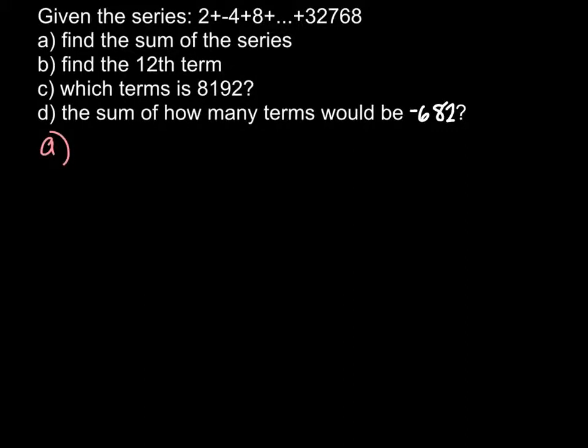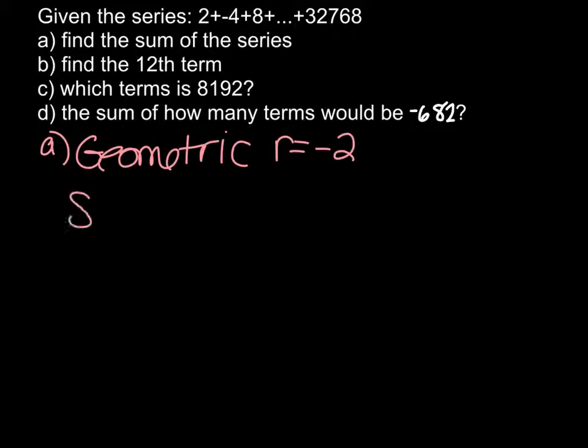First, we need to identify that this is a geometric series, and the common ratio is -2. Now, to find the sum of the series for geometric, the formula given to you on the reference sheet is a sub 1 times 1 minus r to the n power, divided by 1 minus r. Well, we know that the common ratio is -2. We know the first term is +2, but we don't know how many terms there are.